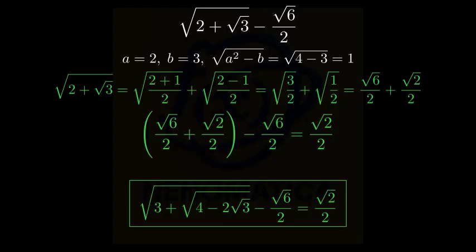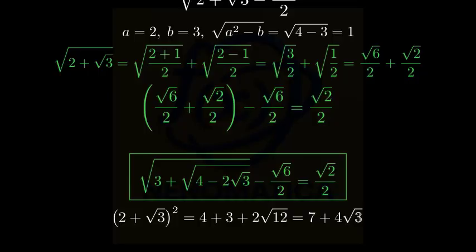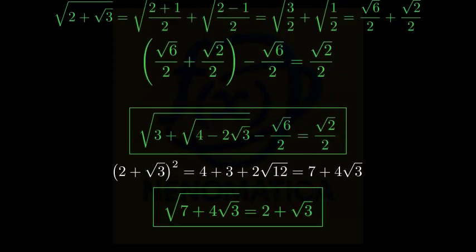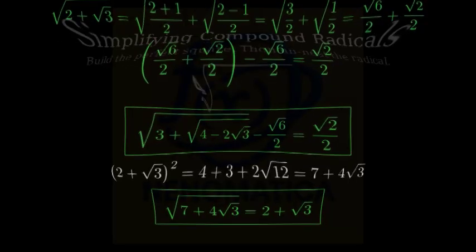For the second expression, look for a perfect square pattern. If we square the quantity 2 plus root 3, we get 4 plus 3 plus 4 times root 3, which simplifies to 7 plus 4 root 3. Therefore, the square root of 7 plus 4 root 3 equals 2 plus root 3.